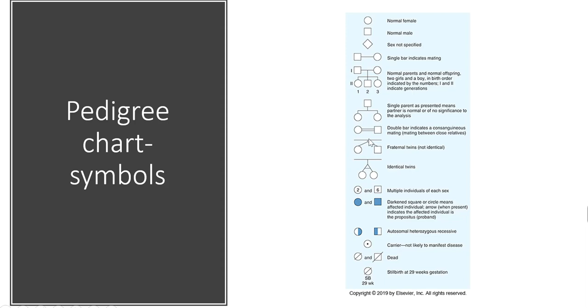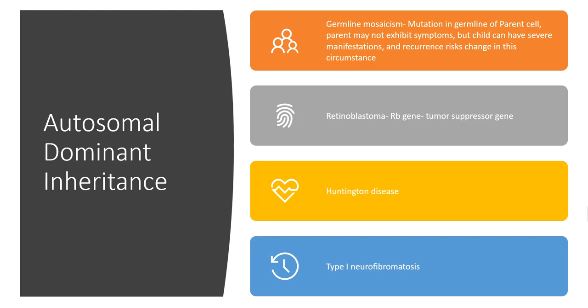This is the symbol for fraternal twins. This is the symbol for identical twins. If the individual is affected, you show it by coloring it. If the person is dead, you show it by slashing it. And if you're trying to show a carrier, you can show it by a circle and a dot. That is a carrier, and they are not going to manifest the disease, they only carry the defective gene, right?